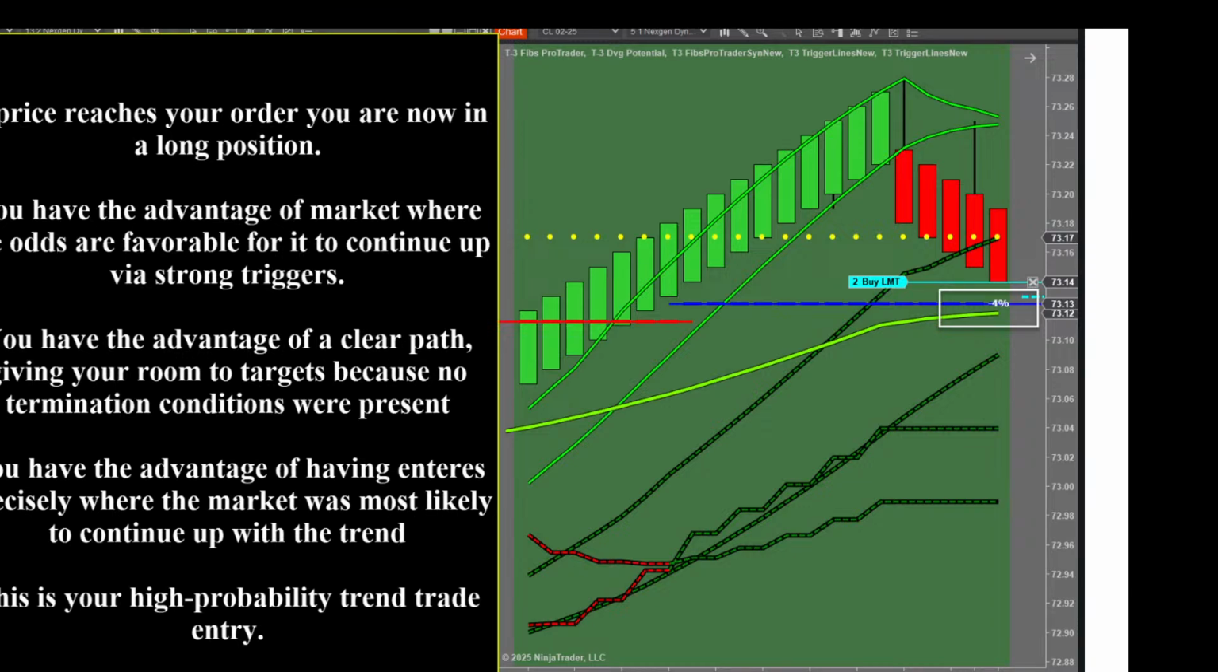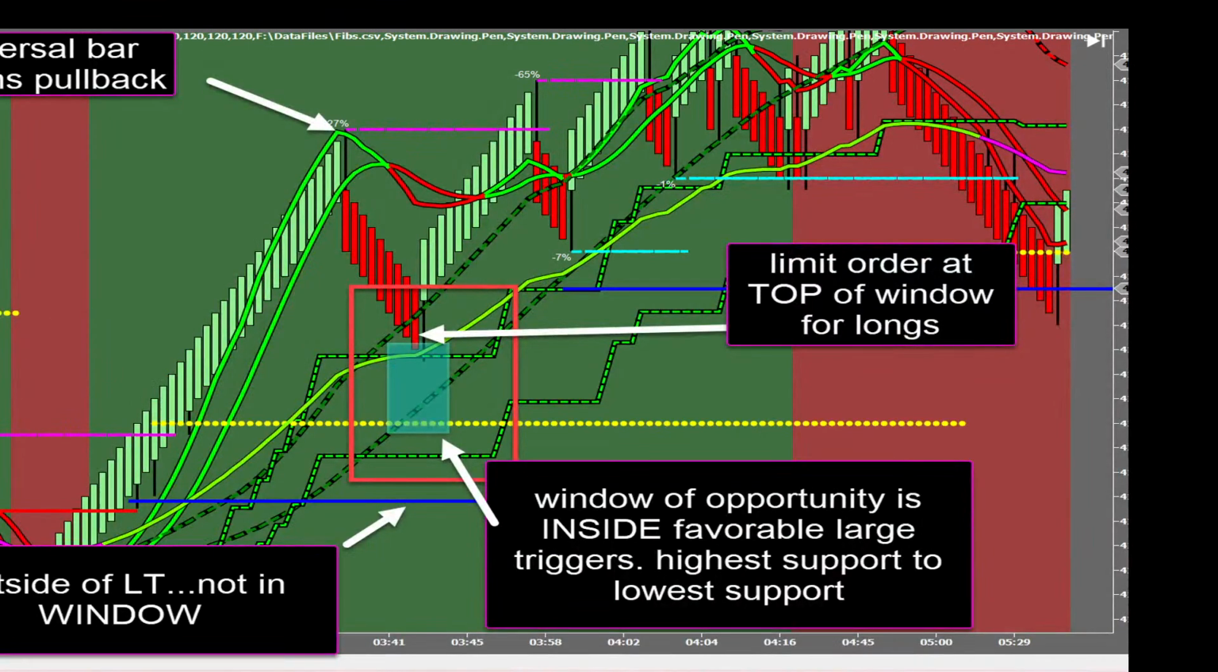There is absolutely nothing in the way on that large chart to create a bounce because there are no termination conditions. And you entered precisely where the market is most likely to continue with that trend. Guys, this is your high probability trend trade. This is the last 30 minutes of this classroom dedicated to defining entries. That's it. We haven't talked about making money. We haven't even talked about management. All we've done is defined right where the market is most likely to continue. For the highest probability, typically wins 70 to 80% of the time. Best chance for success, trade.